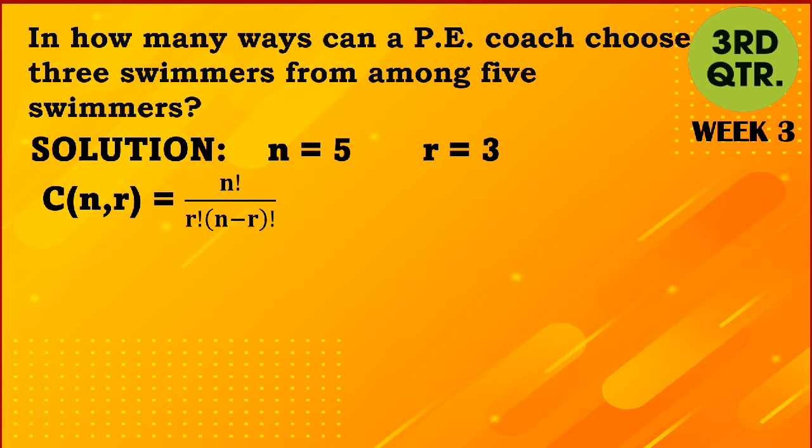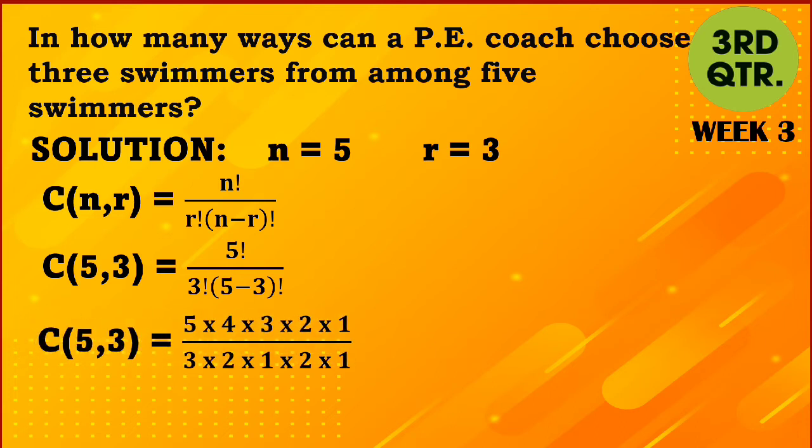So we have C of 5, 3, which is equal to 5 factorial all over 3 factorial times 5 minus 3 factorial. 5 factorial is equal to 5 times 4 times 3 times 2 times 1. 3 factorial is 3 times 2 times 1. 5 minus 3 is equal to 2 and 2 factorial is equal to 2 times 1. By cancelling the common terms in both numerator and denominator, the remaining factors in the numerator are 5 times 4, and that is equal to 20.